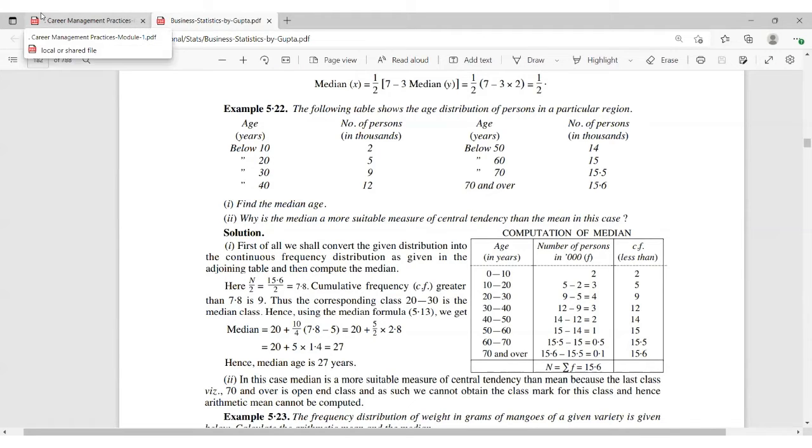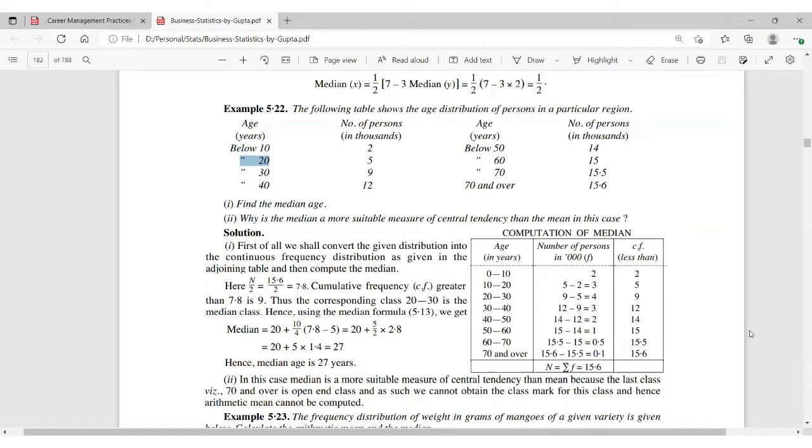In this given age data: below 10, below 20, below 30, below 40, below 50, below 60 and 70, right? Now, first of all, make the proper distribution, because this is not a frequency. This is given as the number of persons below 10, below 20 and so on. This is less than 10, right? So in this case, first of all, make the frequency distribution. We have already done a similar question; I have told you earlier.